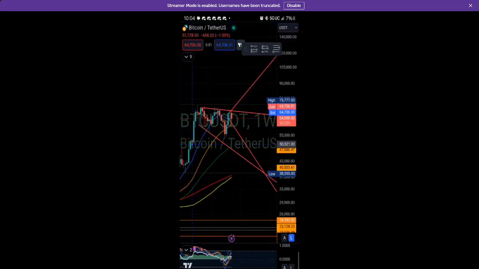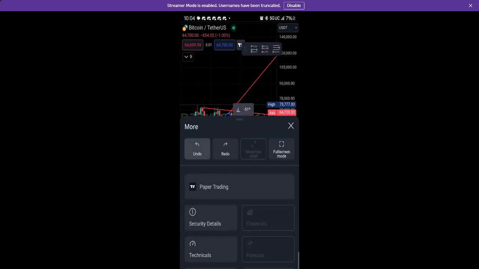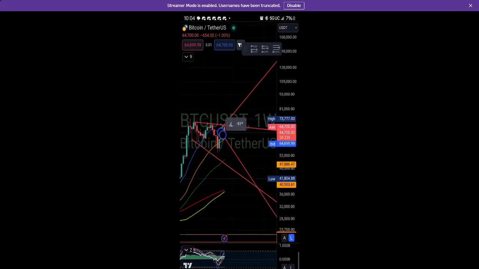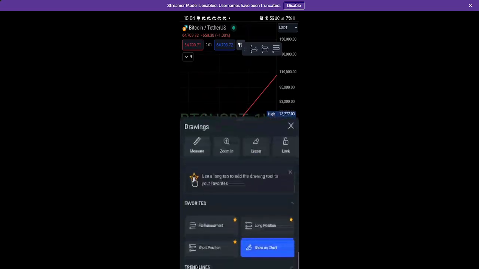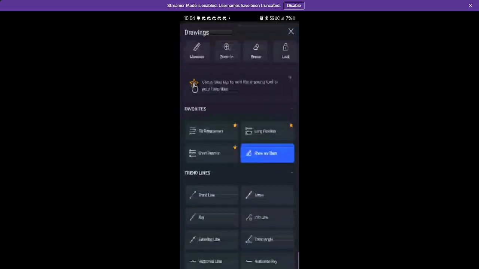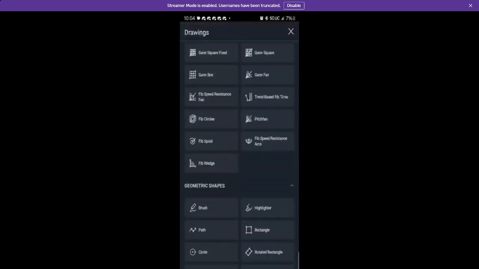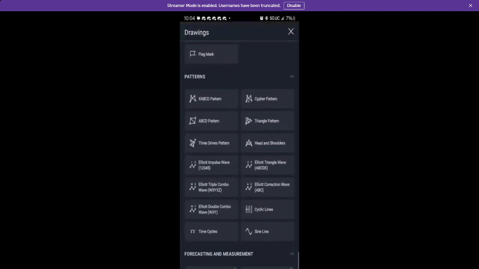So let's see. So 3 dives pattern. One, right, 1, 2. Did I do it wrong? I did it wrong. Hold on. All right, so let's do that 3 dives pattern again. So it's a 3 dive.